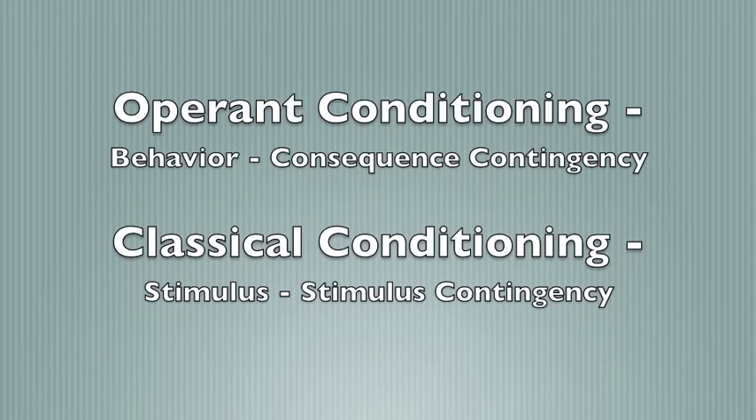So this is a quick little video sort of boiling down the two ways that all animals learn. They learn via operant conditioning, which is a behavior consequence contingency, and they also learn via classical conditioning, which is a stimulus-stimulus contingency.